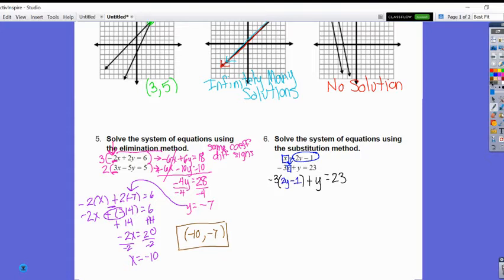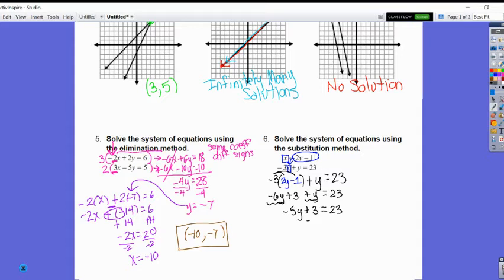We're going to go ahead and distribute through. Okay, that was the substitution, took a variable out, put the expression in its place. So negative 3 times 2y makes negative 6y. Negative 3 times negative 1 makes positive 3. We're adding on y. This is equal to 23. After you distribute, combine some like terms. Negative 6y and positive y gives us negative 5y. Keep that plus 3, keep that equals 23.